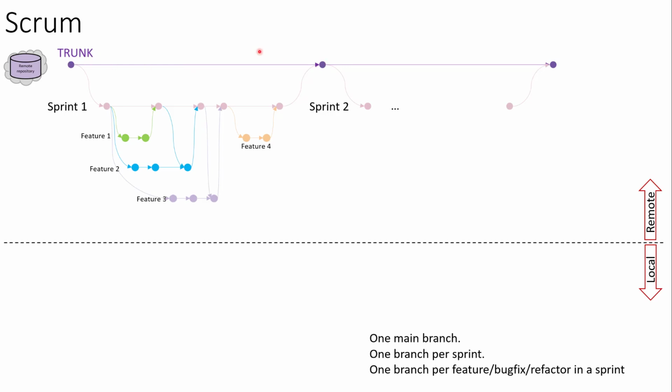I call them trunk in these slides, apparently. Not particularly consistent compared to master in the previous videos, but I hope you can manage. And then for sprint 2 you do the same thing. You create a new branch called sprint 2, and for each user story and task and feature, whatever you need, you create a sub-branch.